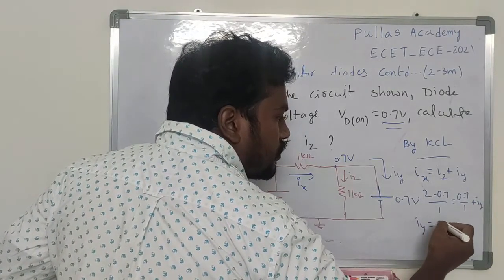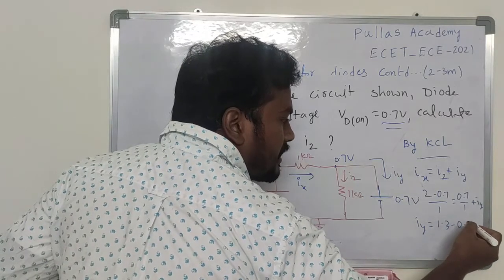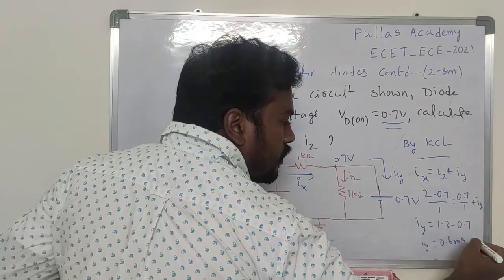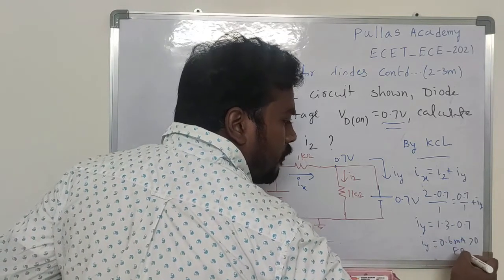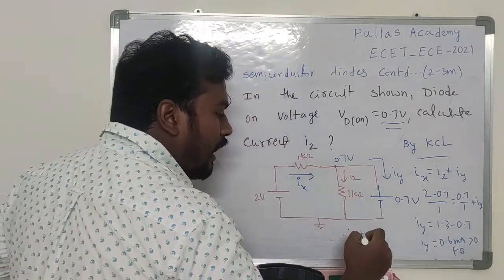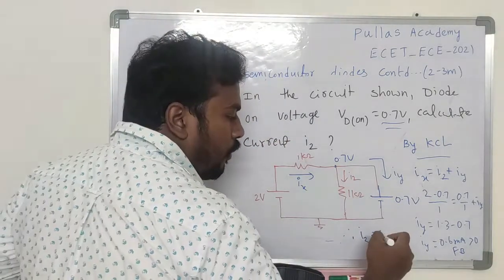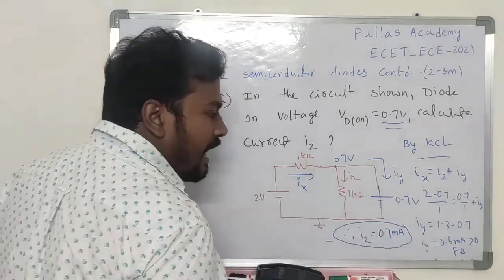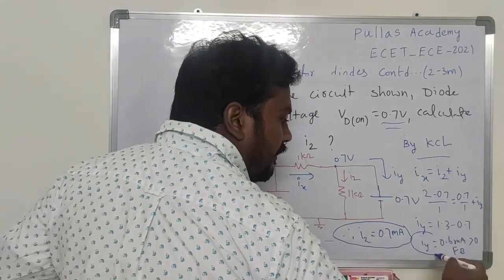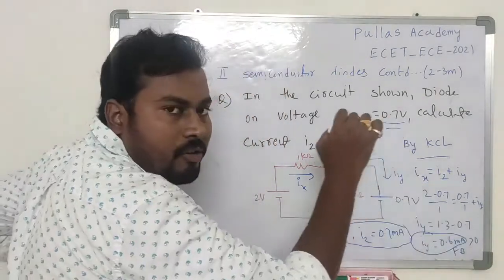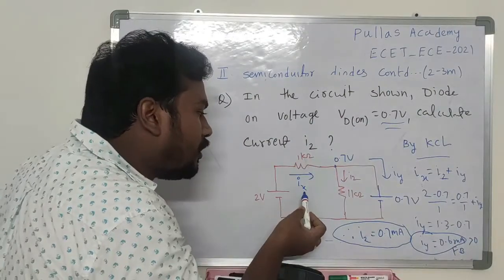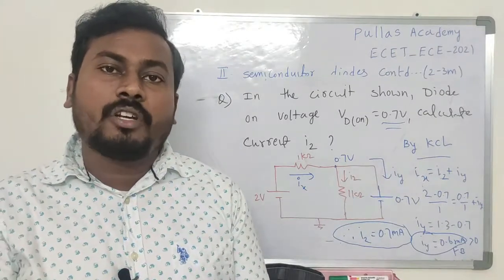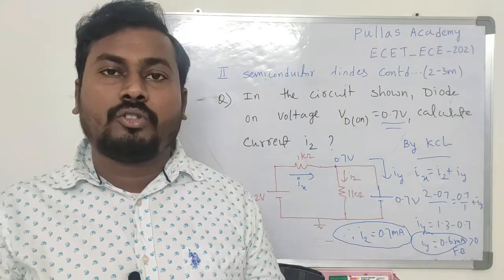So Iy is equal to 1.3 minus 0.7, and what is Iy? 0.6 milliamperes. So it is greater than 0. The diode is forward biased. Therefore, the I2 value is what? 0.7 milliamperes. So this is the correct value of I2, and this is the correct value of Iy, because the diode is forward biased. Okay, and the value of Ix is 1.3 milliamperes. This is how diode circuit problems are solved.